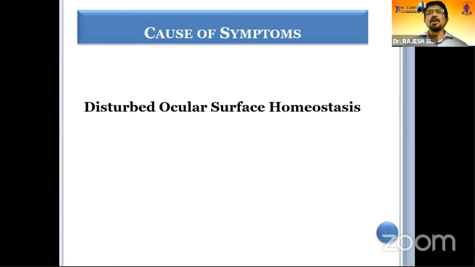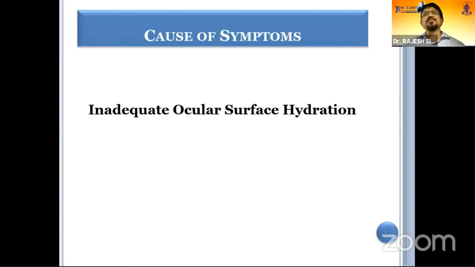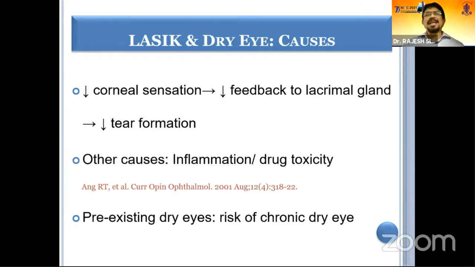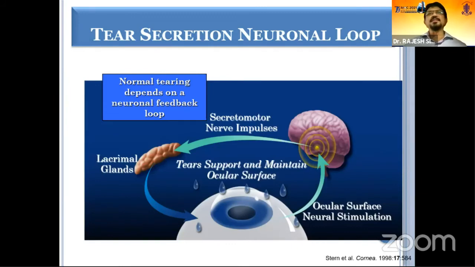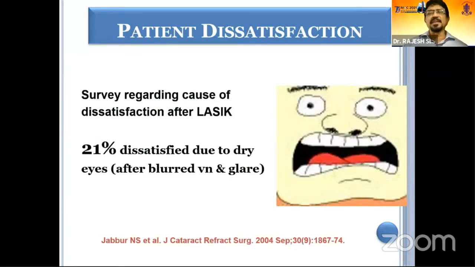And the cause of this symptom is a disturbed ocular surface homeostasis, and that is because of inadequate ocular surface hydration. Now, LASIK can cause dry eye by reducing the corneal sensation, by cutting the nerves, and some patients might be having a pre-existing dry eye. This is the neuronal loop that is there. When you do LASIK, you cut the nerves and these sensations don't travel to the brain, and then the secretomotor nerve impulses don't come to the lacrimal gland, and that's how the tear secretion reduces. And this is one survey which was conducted long back, and they found out that 21% of all those who are dissatisfied are dissatisfied due to dry eye. So 1 out of 5 dissatisfied patients are because of dry eye.